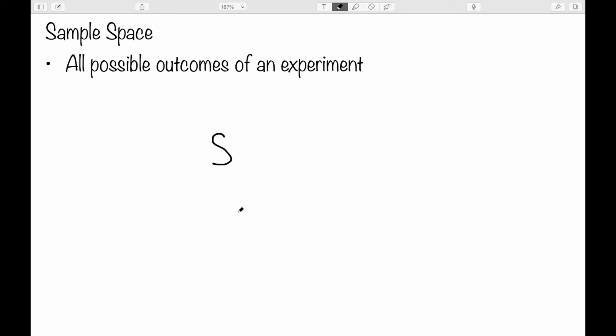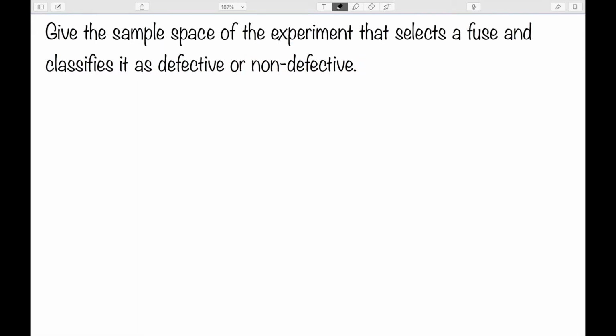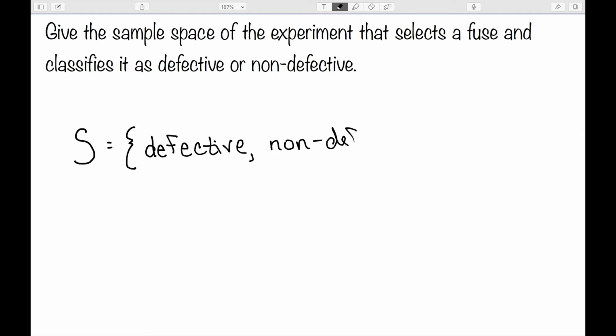Let's look at some examples of this. My first example, I want to give the sample space of the experiment that selects a fuse and classifies it as either defective or non-defective. So we denote this by S, and we use the curly braces to list out our sample space. And there are two possible things that could happen. It could be classified as defective, or it could be classified as non-defective. So this is our entire sample space for this particular case.